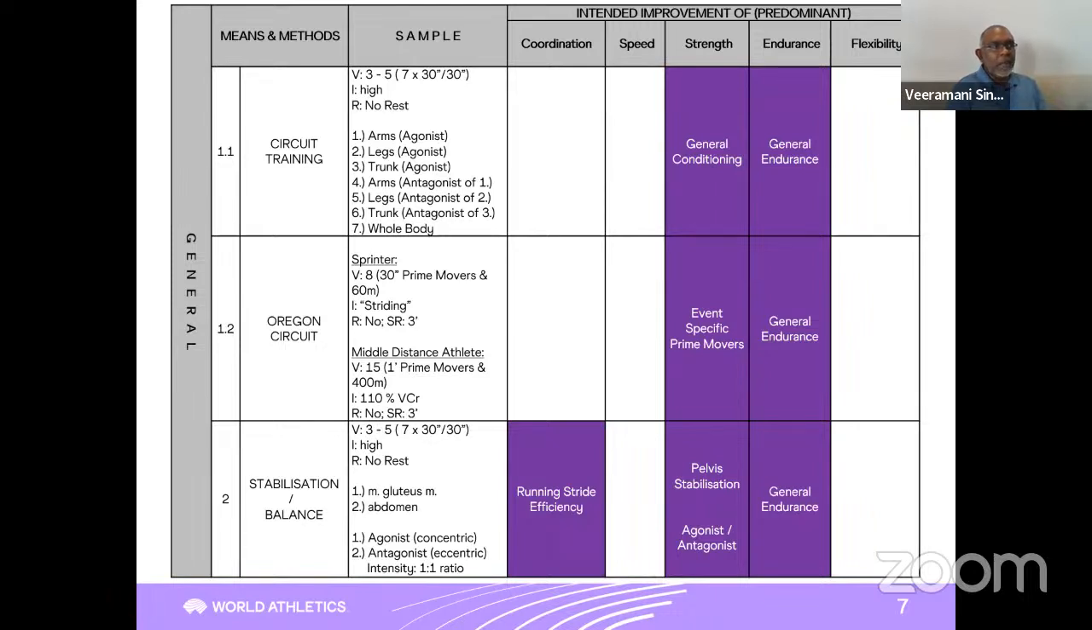Intensity should ideally be a 1:1 ratio. That means the stress level should be almost similar. Some of the examples you can have are to improve running stride efficiency, pelvic stabilization, and of course also general endurance. So this is how it can support this area.